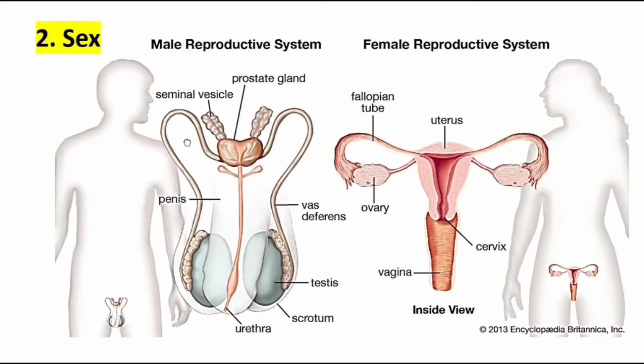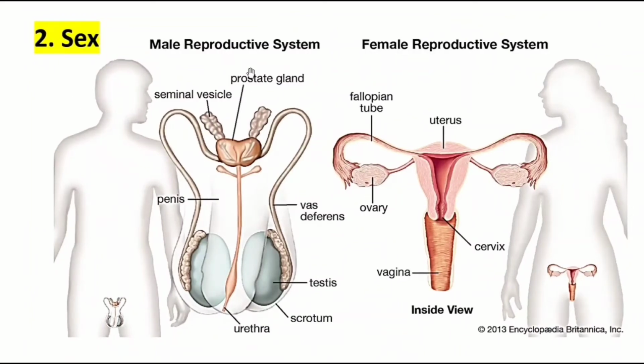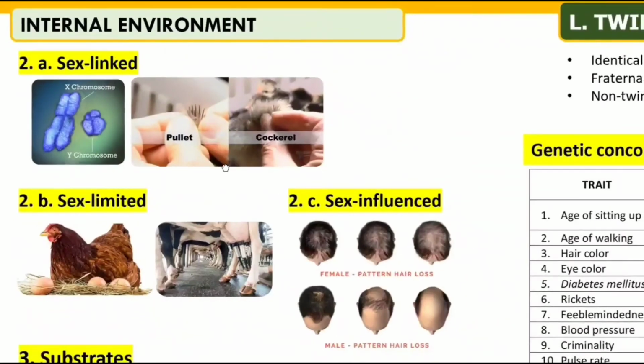this one, biological sex. So, of course, we see different phenotypes of male and female because of the presence of their reproductive organs. May mga phenotype na makikita mo lang sa males, may mga phenotype na makikita mo lang sa females. To illustrate further, no, we have 3 sex-related traits. Number 1, we have sex-linked, sex-limited, and sex-influence.